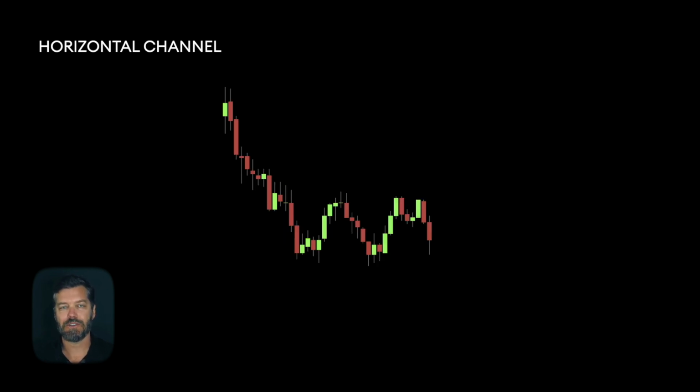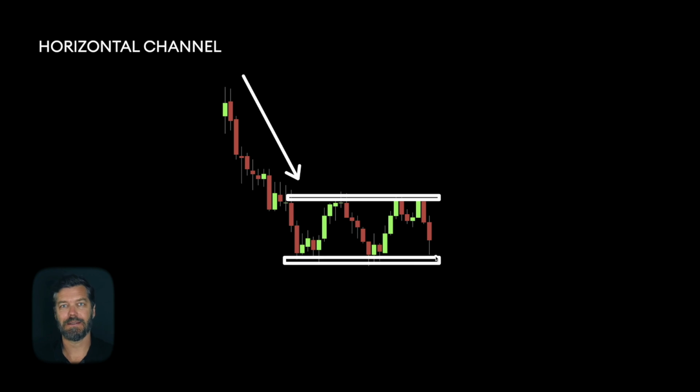In a bearish horizontal channel, the price starts in a downtrend and consolidates within a range. The pattern indicates a pause in the downtrend, but if the price breaks below the horizontal support level, it signals the continuation of the bearish movement.